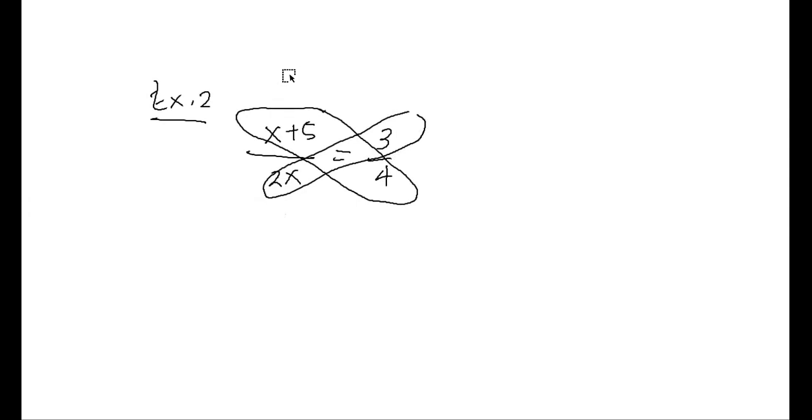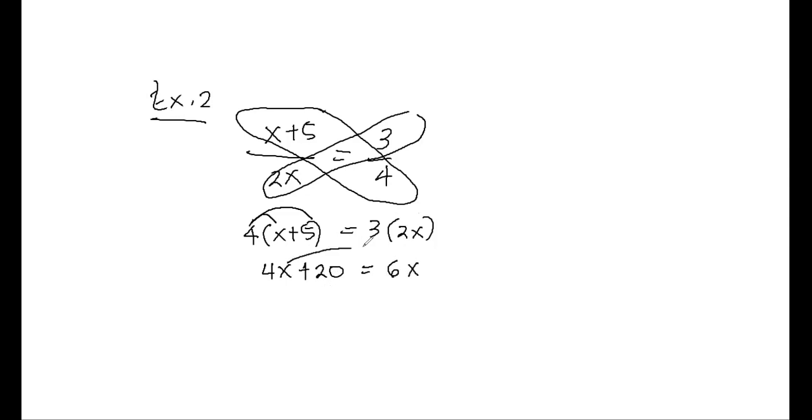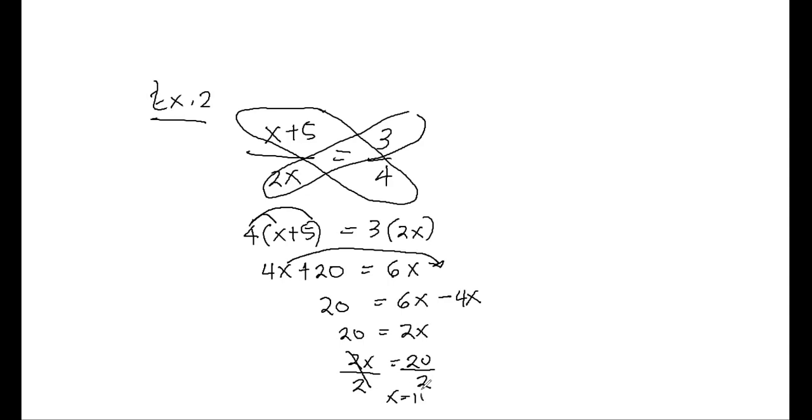So we say 4 quantity x plus 5 is equal to 3 quantity 2x. We do the distribution property. 4 times x is 4x. 4 times 5 is 20, equals 3 times 2x is 6x. We do transposition. We transfer 4x to the other side, so it becomes 6x minus 4x. On the left-hand side, we are left with 20. So we have 2x equals 20. We do the symmetric property. That's 2x equals 20. We divide both sides by the numerical coefficient of x, which is 2. So we have x equals 10.